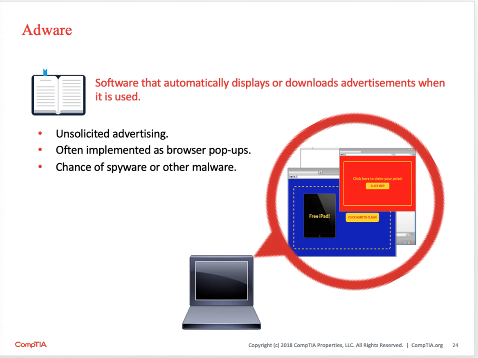Adware. Adware is software that automatically displays or downloads unsolicited advertisements when it's used. They're usually going to pop up in a browser as a pop-up. There's a chance it's going to have spyware or other malware, like spyware that's got a keylogger on it, so that it can send back your passwords and stuff like that. Or maybe they're just tracking you.